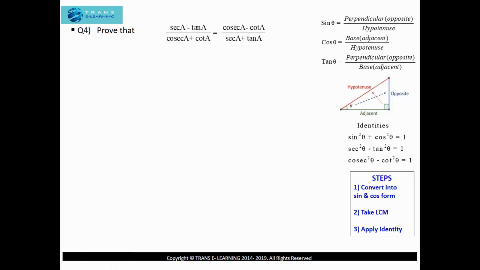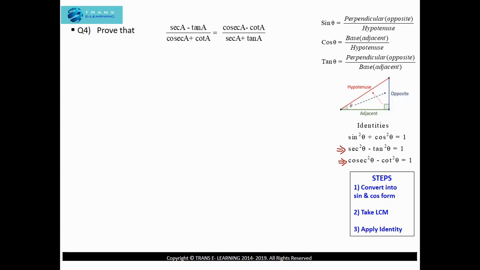Now there are two ways of solving this question, so I will be doing both the methods. It's up to you which one you want to choose. So first of all, the first method includes applying the identities. That means we will be using these two identities, that is secant square theta minus tan square theta is equal to 1 and cosecant square theta minus cot square theta is equal to 1, because we need secant A minus tan A as well as cosecant A minus cot A in the numerator.